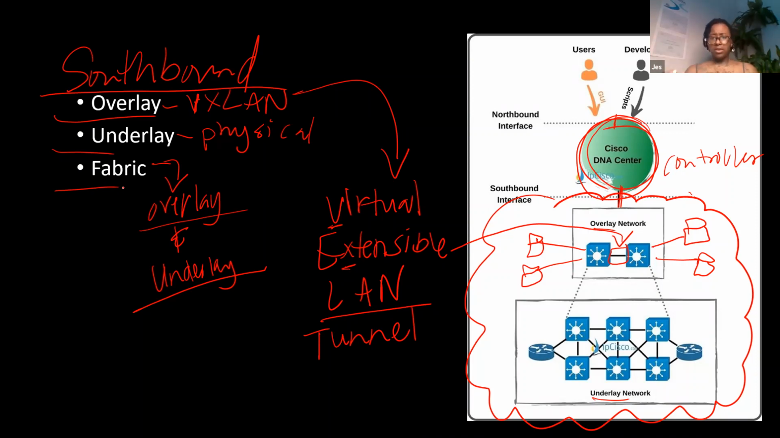Then we have our northbound interface. The northbound interface, as you can see right here, is all us as the administrators managing or controlling this DNA Center. Yes, we have our software, we have our DNA Center that's going to control our network because it's automated. We don't have to do anything.